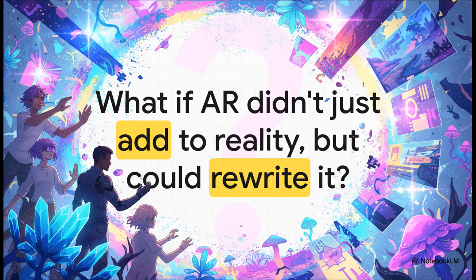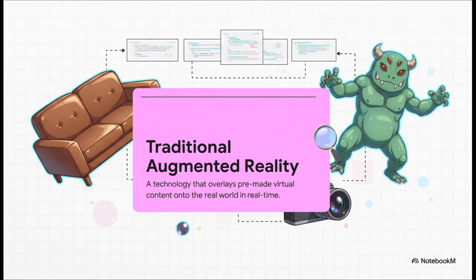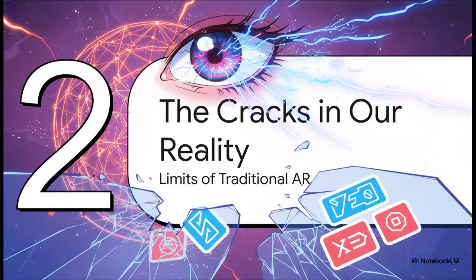your eyes? Okay, so to really get where this is all headed, we gotta look at where we are right now. And the best way to think about today's AR is, well, it's kind of like a really, really smart digital sticker. So what that means is traditional AR is all about composition. It takes something that's already been created, a 3D model of a sofa, a cartoon character, whatever, and it just layers it on top of what your camera sees. The big technical trick is just making sure that digital sticker stays in place as you and your phone move around. That's it. And don't get me wrong, that's super clever stuff.